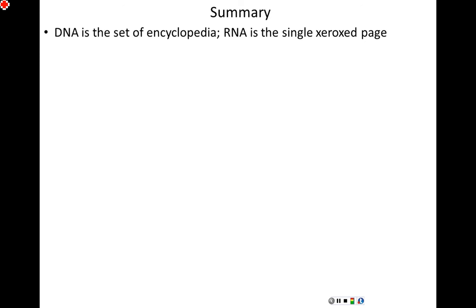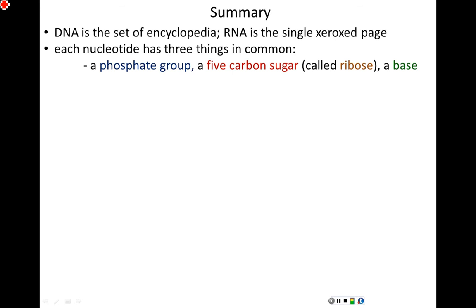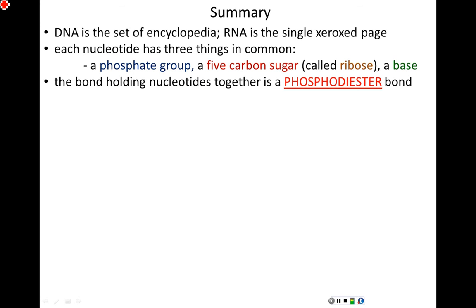DNA is the encyclopedia of the cell, holding all of the information for building all of the proteins that the cell may need. RNA, then, is that single Xeroxed page from the encyclopedia that you need at this moment in time. RNA is smaller, portable, and only for specific genes. We talked about nucleotides. Nucleotides have 3 things in common with one another. They all have their phosphate groups. They all have their sugar group, that ribose sugar, and they all have a base, but it's the base that differs.